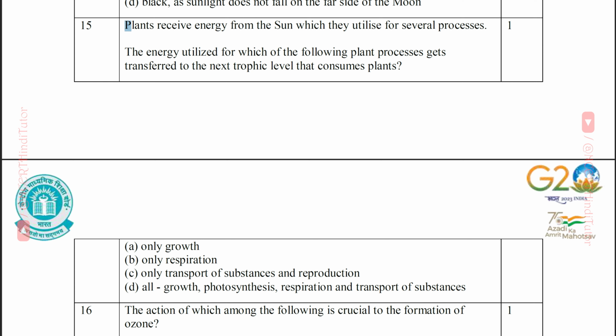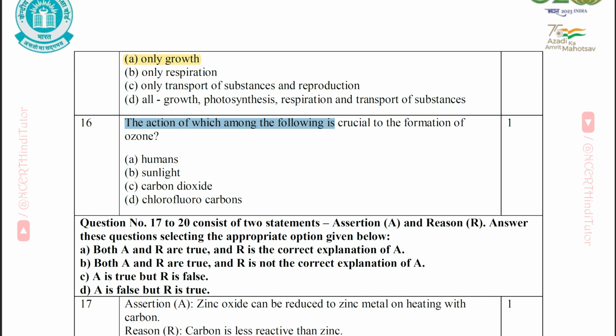15. Plants receive energy from the sun which they utilize for several processes. The energy utilized for which of the following plant processes gets transferred to the next trophic level that consumes plants? Answer A. Only growth. The actions of which among the following is crucial to the formation of ozone?